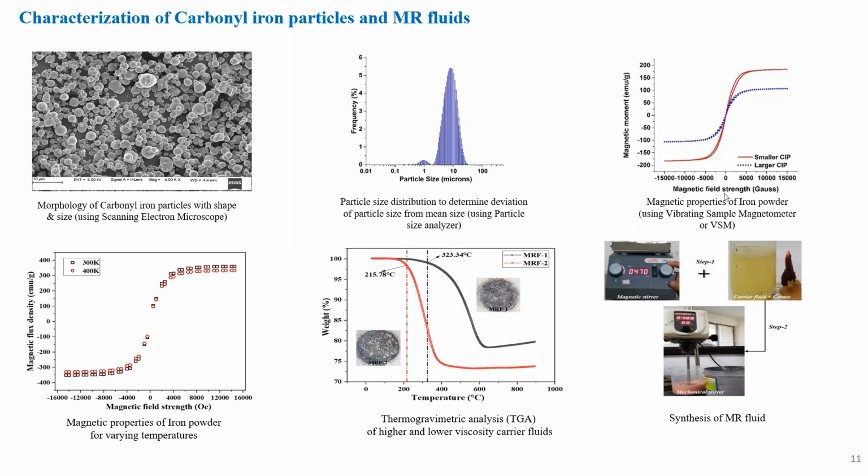That is measured in the vibrating sample magnetometer, or VSM. We don't have a VSM at NIT Calicut, but IIT Madras has this vibrating sample magnetometer. As I told you, we have used CIP particles, carbonyl iron particles. We can do this kind of test using the VSM, and it is clear that for these larger particles, the range of the magnetic moment is smaller. All these are very important.